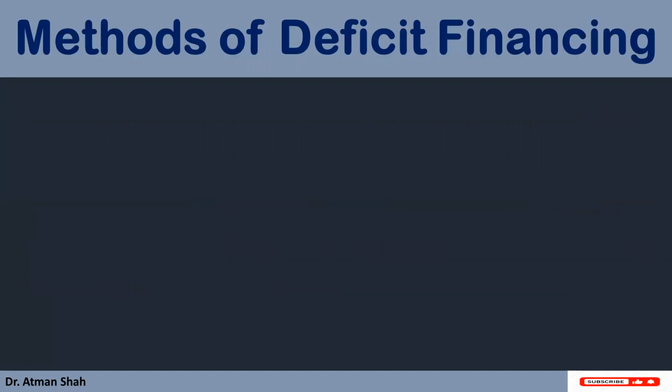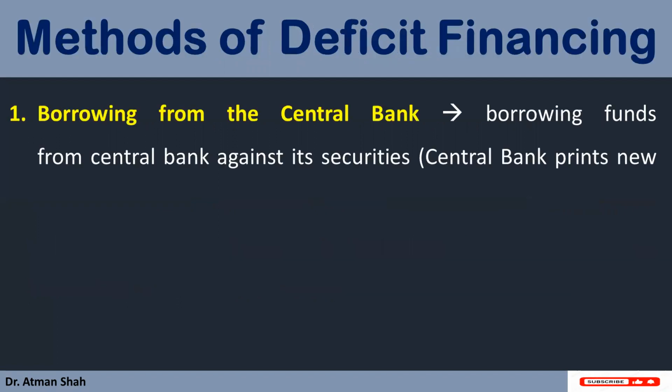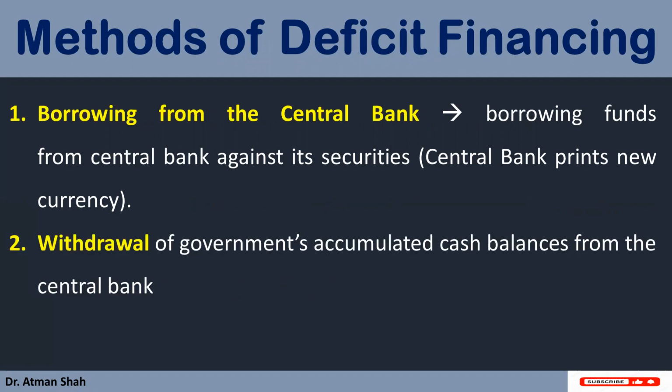So what are the methods of deficit financing? The first is borrowing from the central bank. Government borrows funds from the central bank against its securities, and the central bank prints new currency. And second is withdrawal of government's accumulated cash balances from the central bank. So we have these two methods to finance deficit.